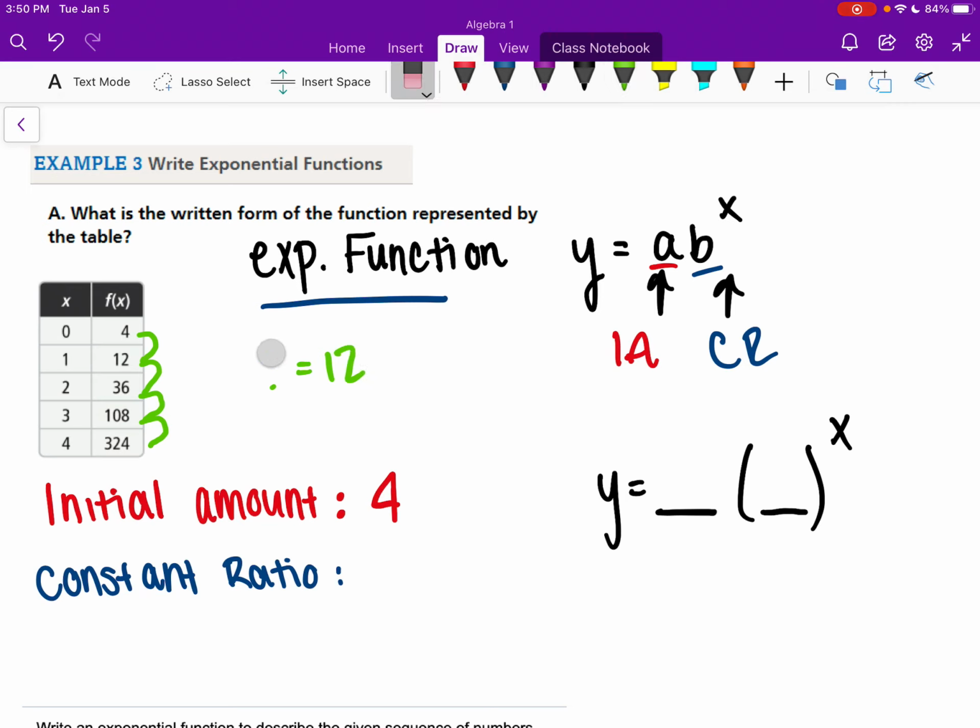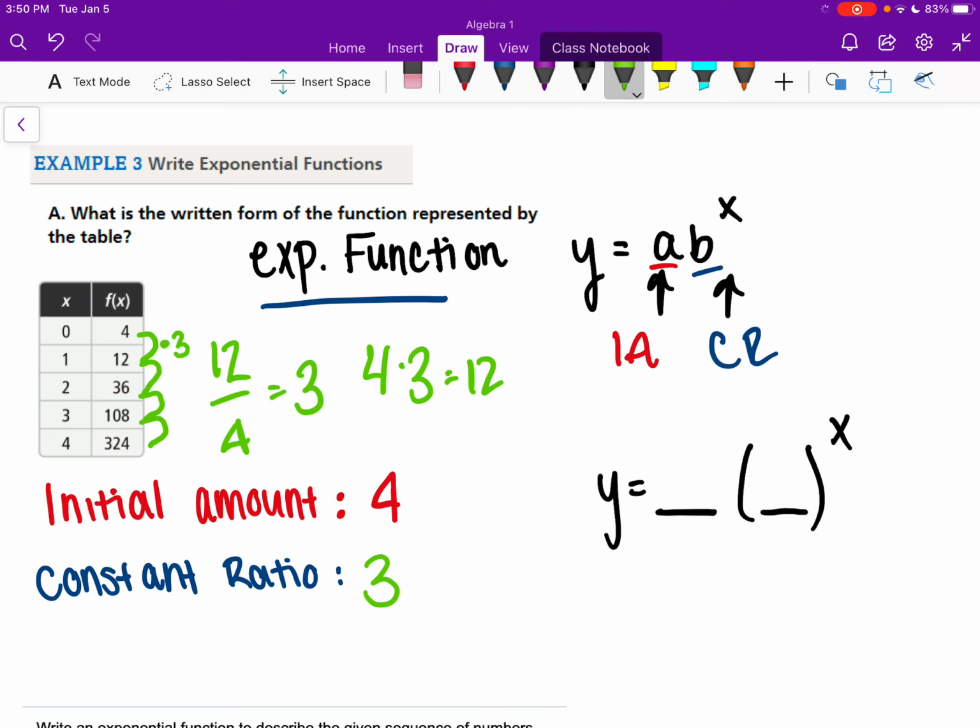One way that you can always find this out quickly is to go backwards with division. What is 12 divided by 4? If you want to go backwards, oh, that's 3. There you go. That's what we're multiplying by, because 4 times 3 is 12. So that constant ratio is 3. We are multiplying by 3 each time. 4 times 3 is 12. 12 times 3 is 36. Times 3, it's being multiplied by 3.